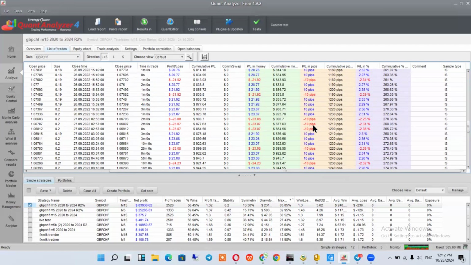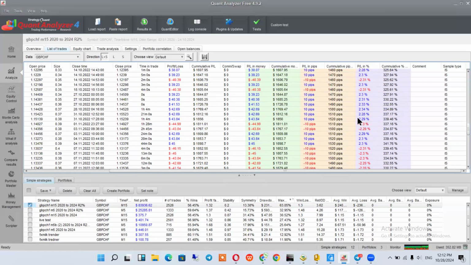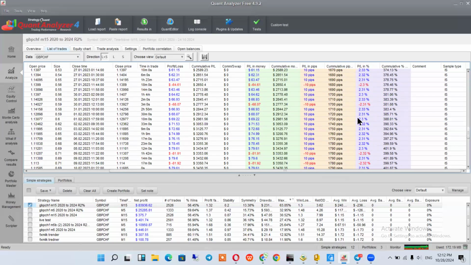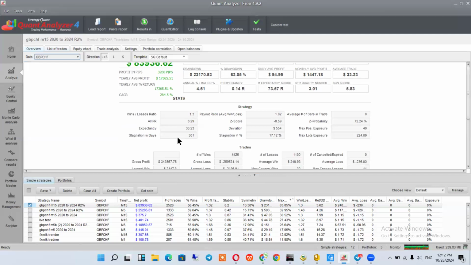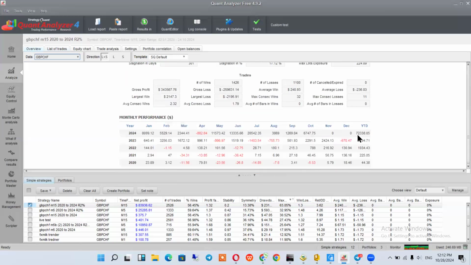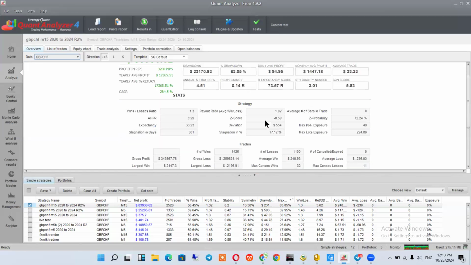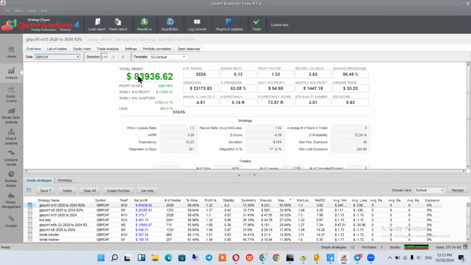Our risk and profitability is not changing. Look at the P&L in percentage: 2% profit, 2% loss, 2% profit, 2% loss. It's like that. And that is the power of compound interest. And when we check our overview here, at October 2024, which our testing phase could go to, we already have $72,000 plus. It's even 83,000 when we combine everything. So we have like $83,000 from $100 capital.